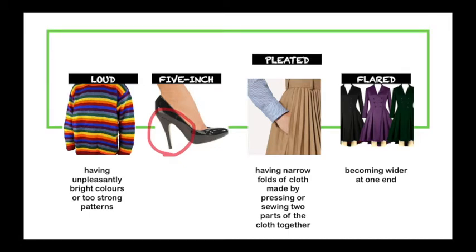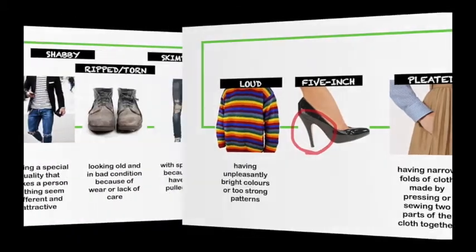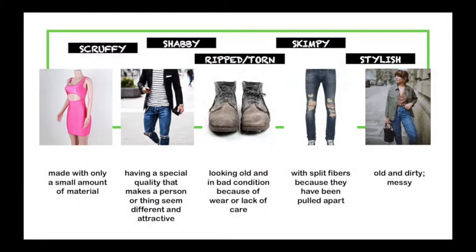And finally, we have pleated, having narrow folds of cloth made by pressing or sewing two parts of the cloth together. All right? And now let's see the last set of words. We've got scruffy, shabby, ripped or torn, skimpy, and stylish. We've got 5 pictures and 5 definitions.